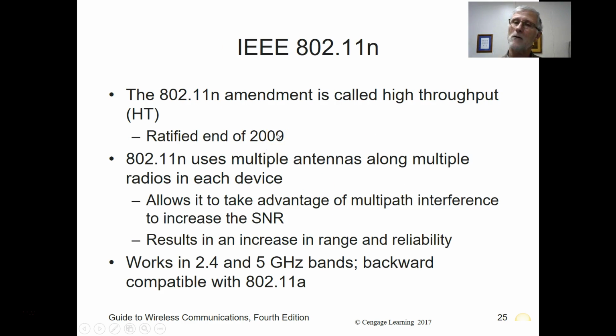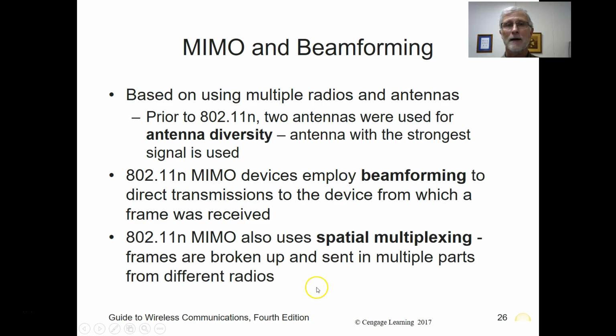But then it's like, okay, now what can I do to increase that speed? Back in 2009, 802.11n came into place. This started using multiple antennas along with multiple radios in each device to take advantage of that multipath interference, to increase that signal-to-noise ratio. But it also worked at two different frequency bands, both 2.4 gigahertz and 5 gigahertz. So it made it backward compatible to 802.11a.